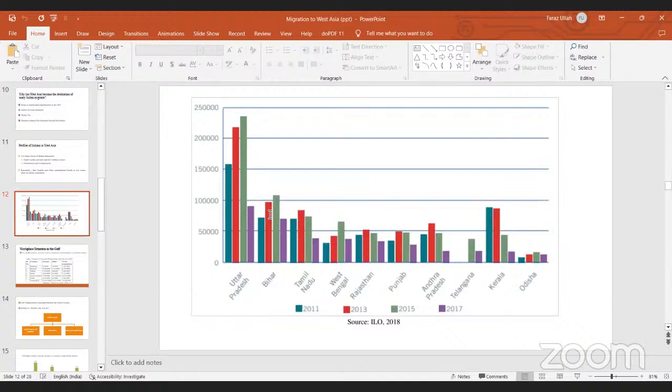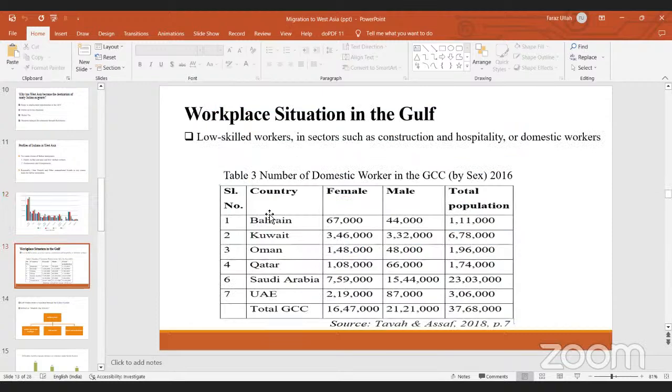This particular graph clearly shows that the Indian states like Uttar Pradesh, Bihar, Tamil Nadu, West Bengal, Rajasthan, Punjab, Andhra Pradesh, Telangana, Kerala, Odisha are the major labor sourcing states to the Gulf region. So since I told you that the majority of the Indian population are employed in low skilled work, like in construction, hospitality, and domestic work.